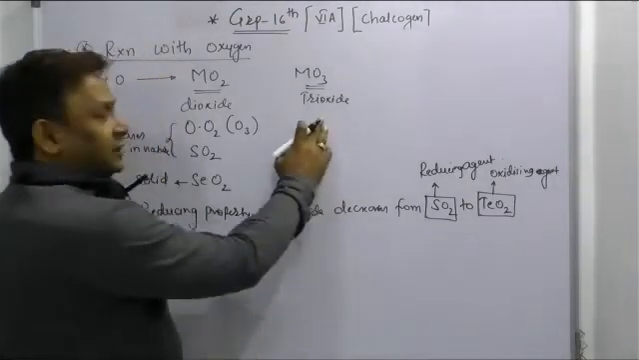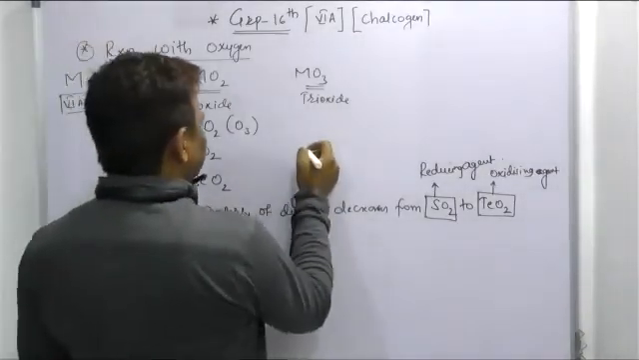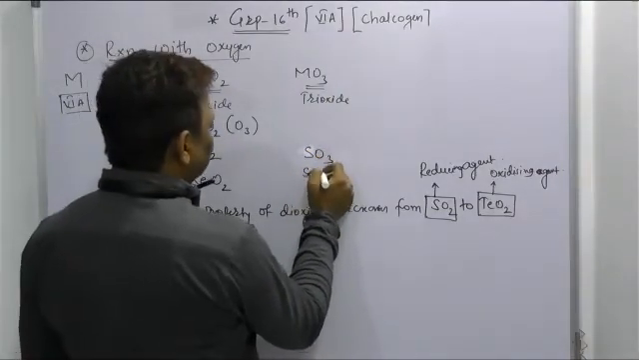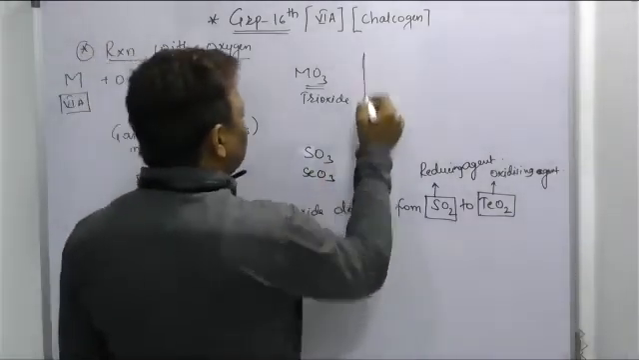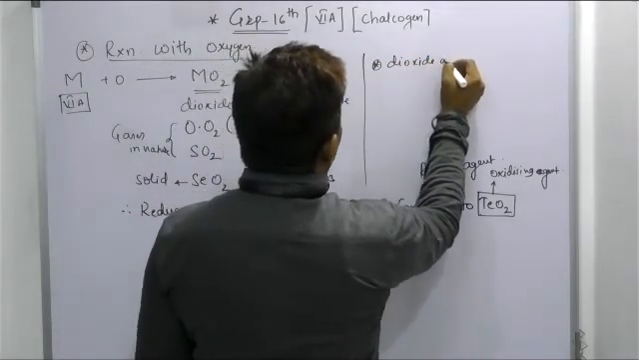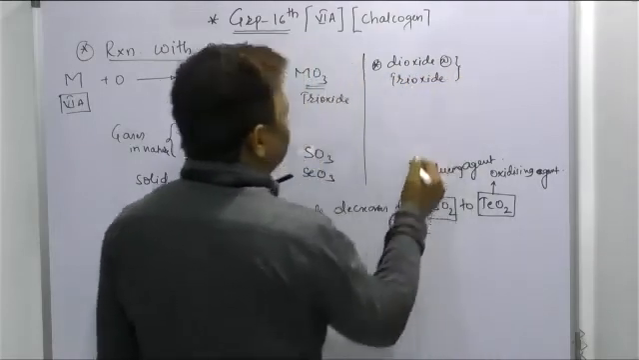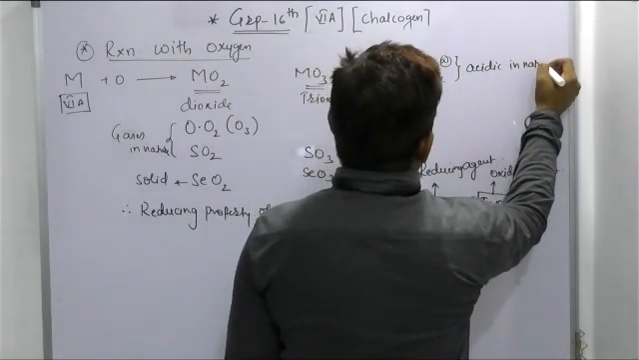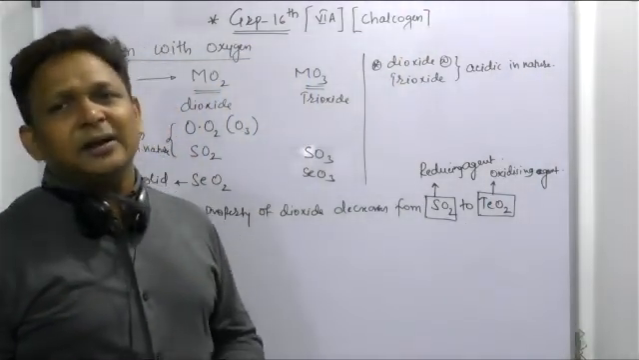But the trioxide of this group element, let us say sulfur. What is the trioxide of sulfur, beta? SO3. Selenium, SeO3. Tellurium, TeO3. These are the trioxides. And if you want to know the nature of these, whether dioxide or trioxide, they are acidic in nature.